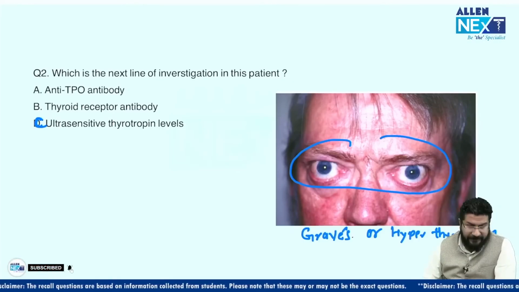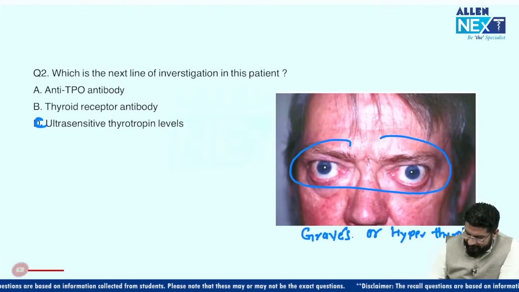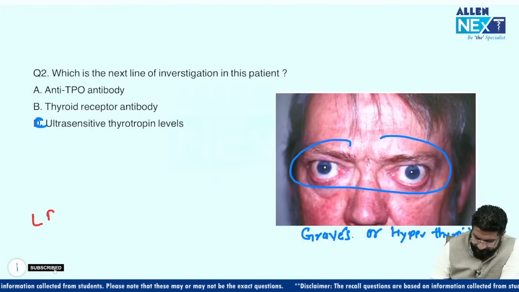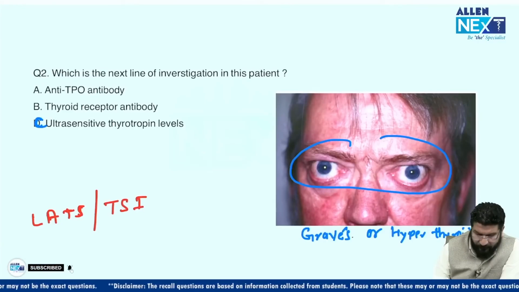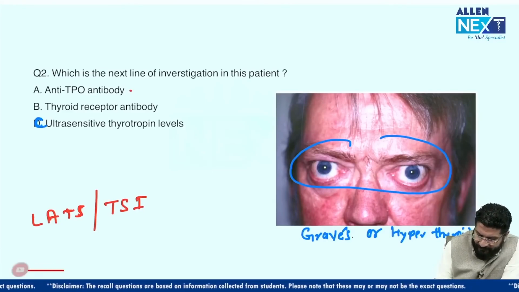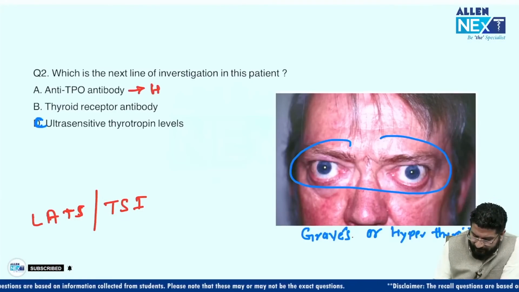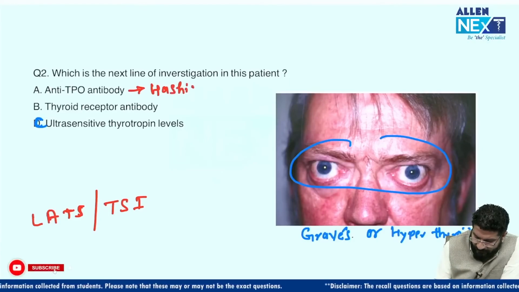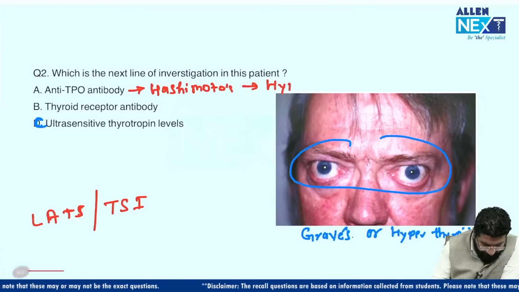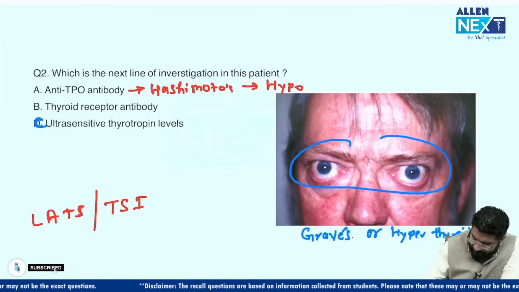Ideally, for Graves' disease, how do we make a diagnosis? We have an antibody. That antibody is called long acting thyroid stimulating antibody, or sometimes they use the word TSI, thyroid stimulating immunoglobulin. Anti-TPO antibody is not the answer, because this antibody we see in Hashimoto's thyroiditis. And in Hashimoto's thyroiditis, what we see is hypothyroidism, right?